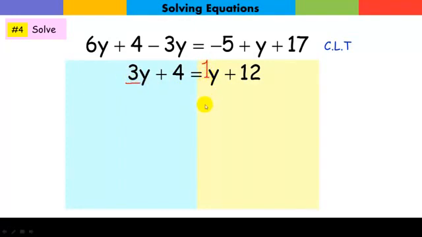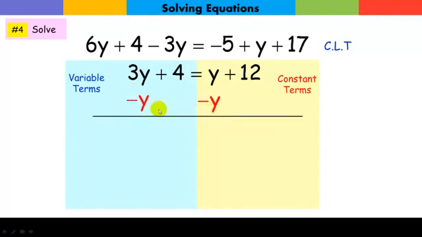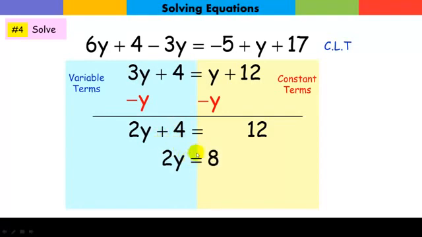Here I have a coefficient of 1. So I want to get rid of that 1y by subtracting y. But of course, if I do it on this side, I do it on this side, getting me to here. Basic two-step equation at this point. Subtract 4 from both sides, leaving my variable term on this side, and 12 minus 4, of course, is 8. Divide both sides by 2.